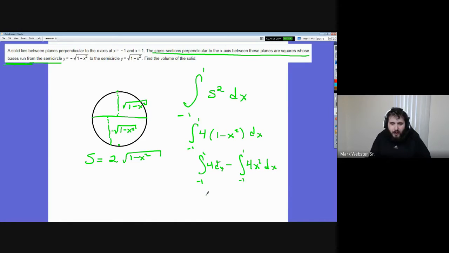We go through and we integrate, and we're evaluating from -1 to 1, right? So let's plug it in. At 1, we get 4 times 1, which is 4, minus 4 divided by 3 times 1 cubed, which is 4 divided by 3.